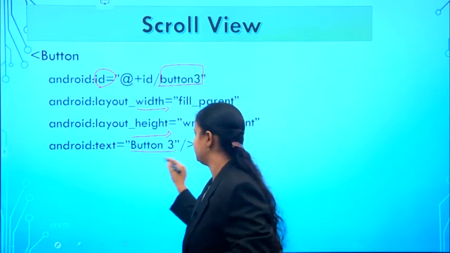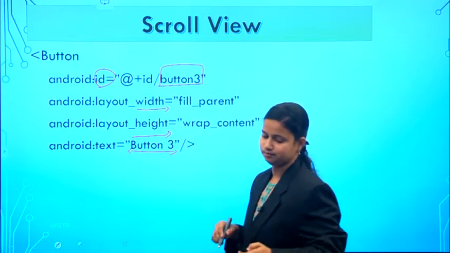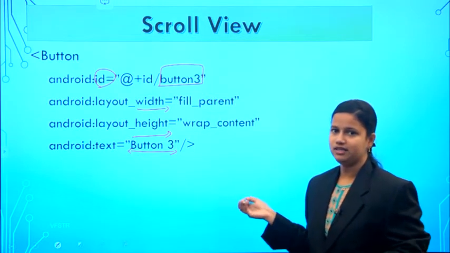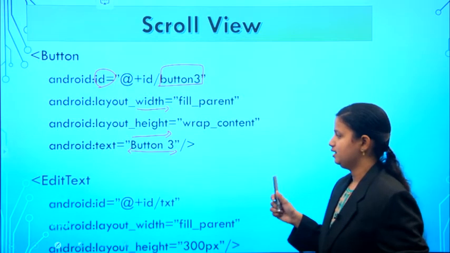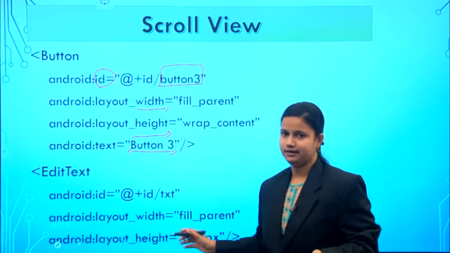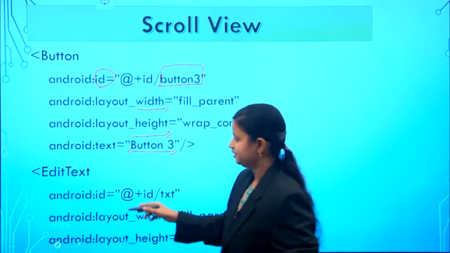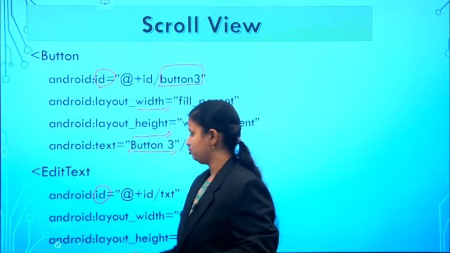And the name of the button is button 3. So it will add a button number 3 to the user interface design. And the next thing is we have to apply an edit text. So what is the edit text? Edit text also has an ID property.